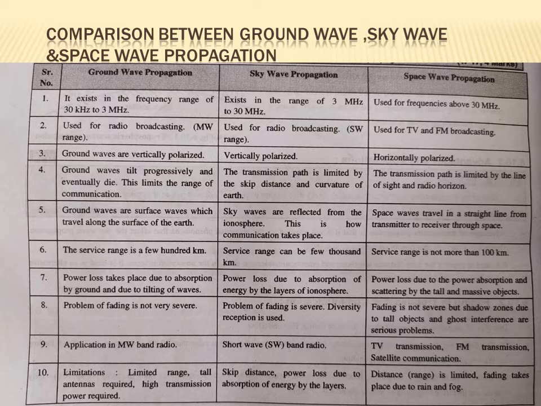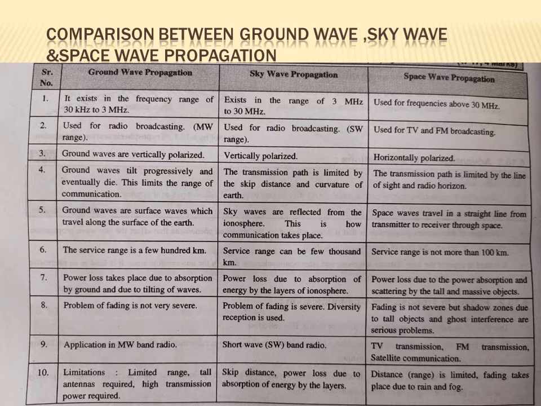Next one is the service range. Service range for the ground wave propagation is a few hundred kilometers. Service range for the sky wave propagation is a few thousand kilometers. And service range for the space wave propagation is not more than 100 kilometers.